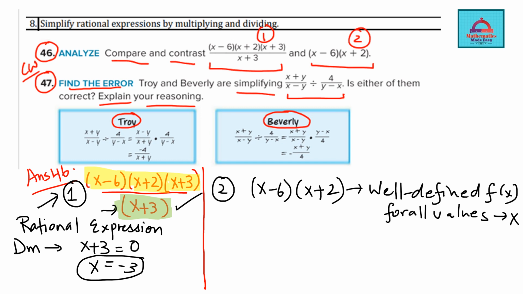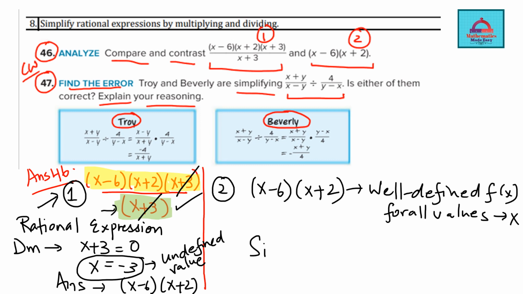Now let's go closer to this one. Let's simplify it a little bit more. If you see, x plus 3 and x plus 3 can be cancelled. If you cancel them, provided your x is not equal to negative 3, because this is an undefined value and will not be a part of the domain, then the simplified form of this part would be x minus 6 multiplied with x plus 2, which is the same as part 2.